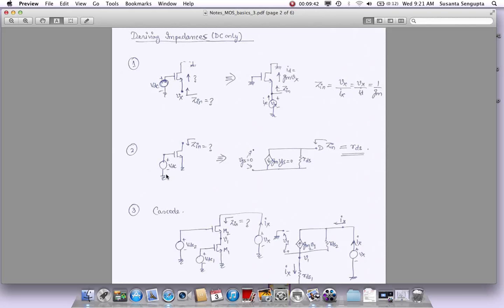The second example here is simple. I have the gate at a fixed DC bias, the source is at ground, and rather than asking you to find the impedance looking into the source, tell me the impedance looking down into the drain.